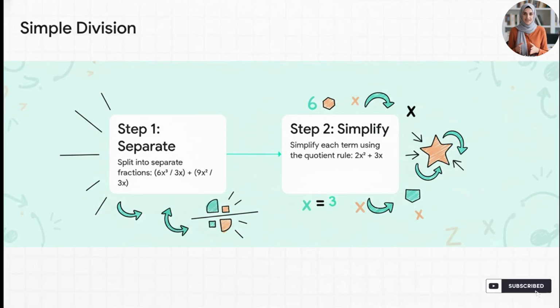Division can get a little tricky, but the most common type you'll run into is dividing by a monomial. That's just a single term. And the method is actually pretty simple. You just split the problem up into smaller pieces and divide each term in the polynomial by that monomial one at a time, using that quotient rule for exponents we talked about earlier.